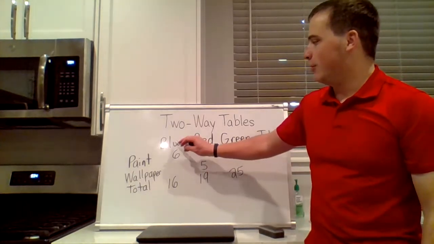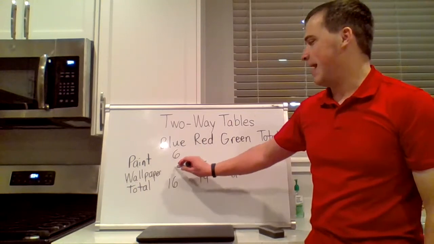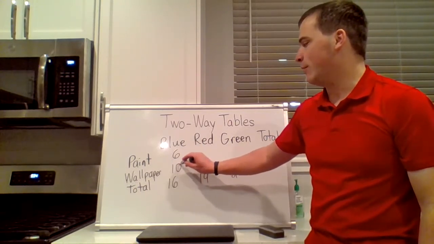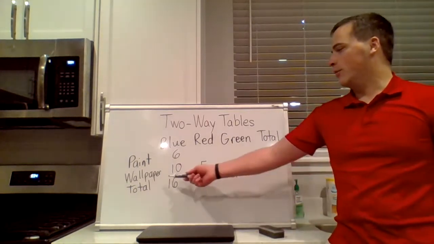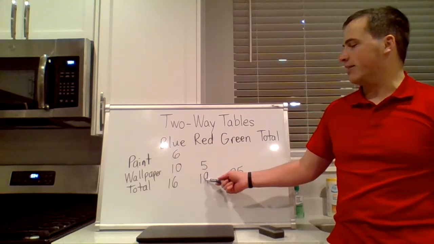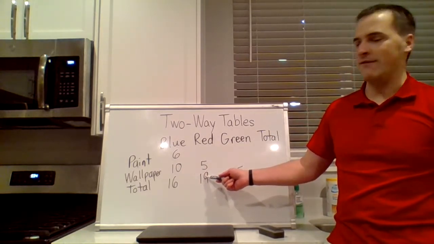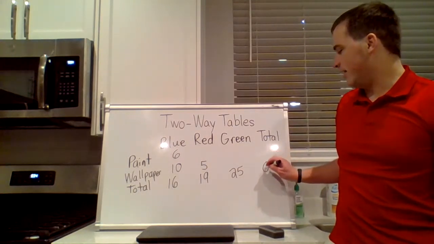Now, we're going to start filling in the missing entries here. So, blue paint, 16 people in total like blue. That leaves 10 left for blue and wallpaper. It'd be awfully helpful if we knew what the total number of people was. To do that, we're going to add these together. 16 plus 19, that is 35. Plus 25, that gives you 60.